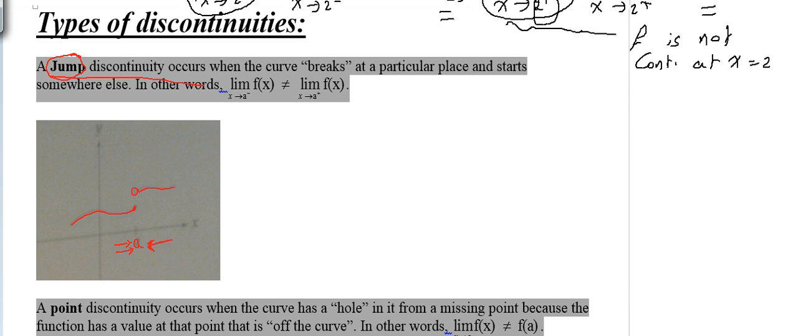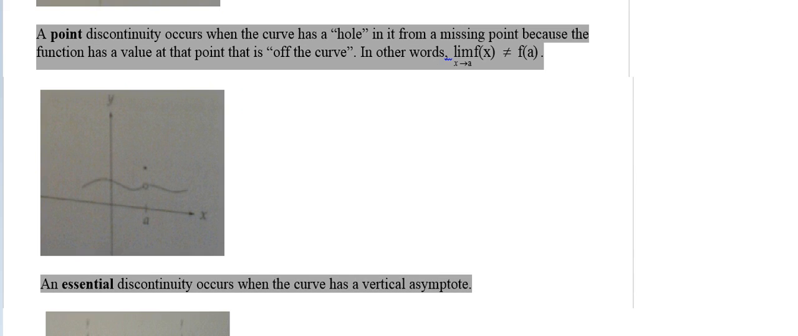Another type of discontinuity, a point discontinuity. A point discontinuity occurs when the curve has a hole in it from a missing point, because the function has a value at that point that is off the curve. In other words, the limit of f of x as x approaches a does not equal f of a.